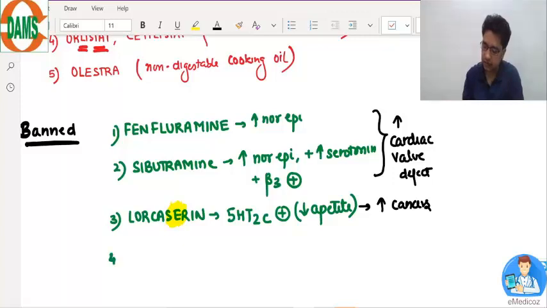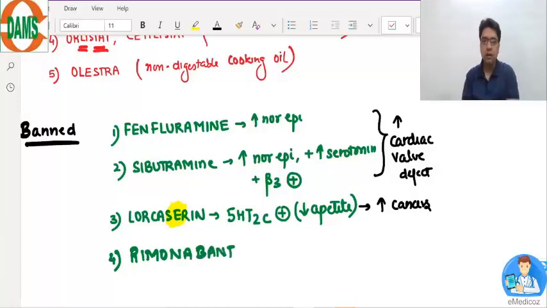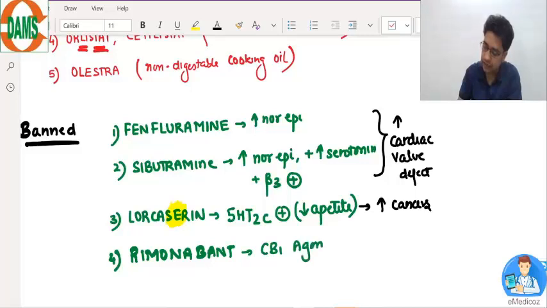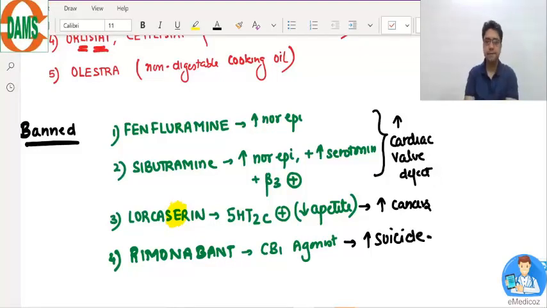And the last drug I have already told you when we were discussing drugs for smoking cessation, Rimonabant. And Rimonabant, you know, is a cannabinoid agonist. Can you tell me the reason why it got banned? If you have read your notes, it increased suicides. Okay. No, diuretics are not used for weight loss. They are abused as weight loss drugs, but they are not approved.